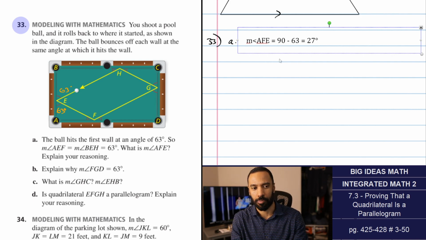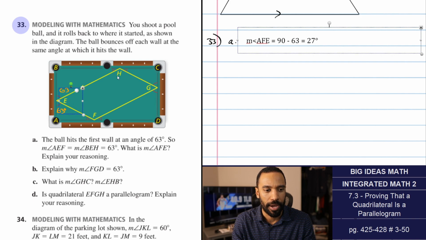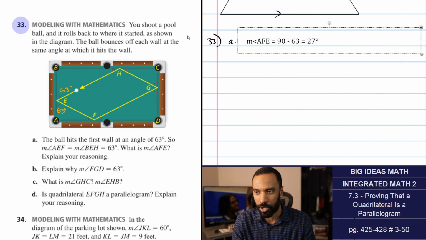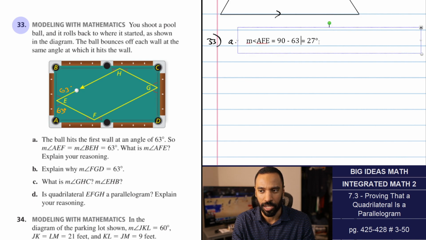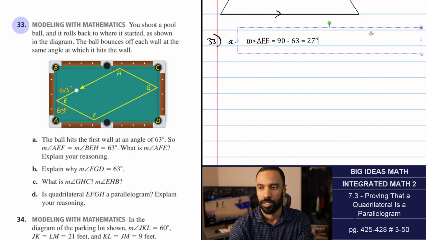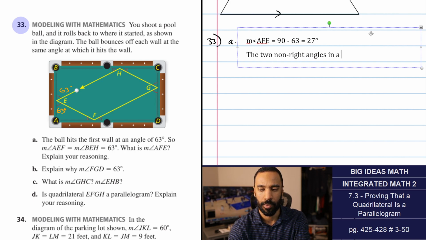I still don't know what this has to do with parallelograms yet. I mean, it's going to indicate itself by the opposite angles congruent thing. I get it. And other questions there. But we're not explaining anything by parallelograms, converse, anything like that. It's going to be 27 degrees. This is a right angle right here. Right triangle. So the two non-right angles are complementary to each other. The two non-right angles in a right triangle are complementary.